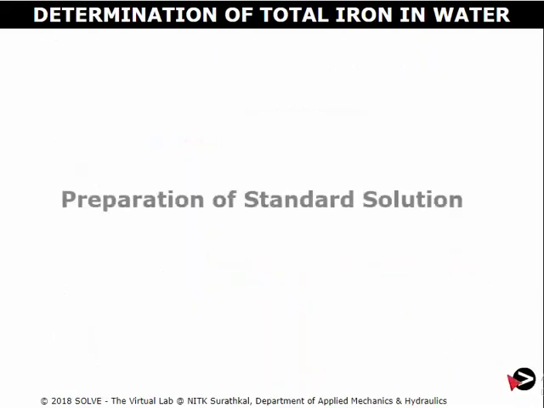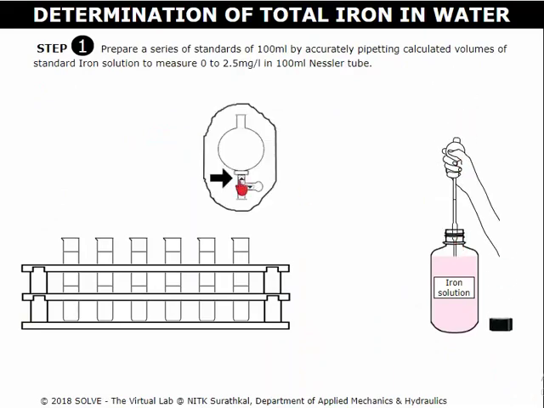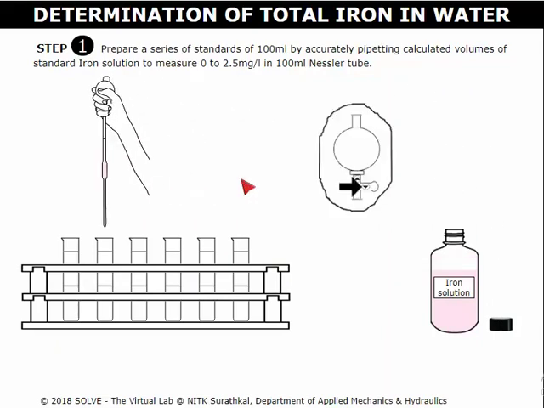Preparation of standard solution. Click here to open the bottle. Click on the pipette to insert it into the iron solution. Click on the upward pointing arrow to pipette 100 ml of iron solution. Click here to release the solution into the Nessler tube.